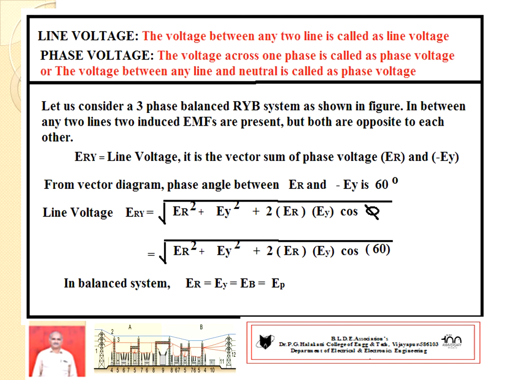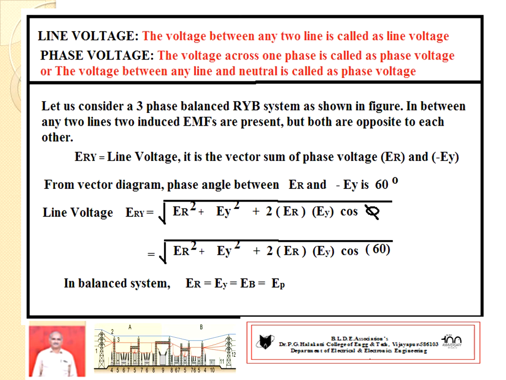What do you mean by line voltage? The voltage between any two lines is called line voltage. What do you mean by phase voltage? The voltage across one phase. It is also the voltage between any line with respect to neutral. It is also known as phase voltage.